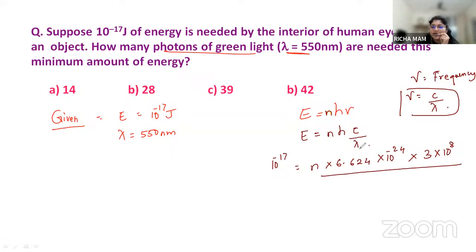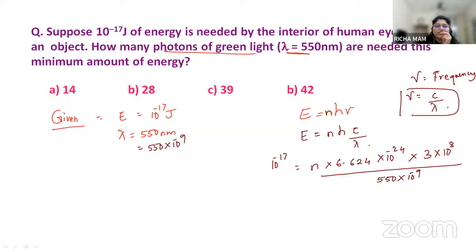Divided by, now the lambda value. What are we going to do? We are going to convert this into meter. So we are converting 550 nanometer into meter. That will be 550 into 10 raised to minus 9. So let us put these values.